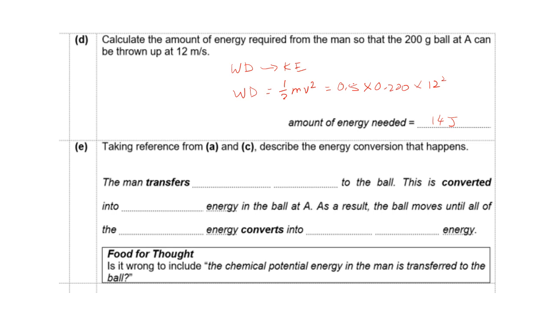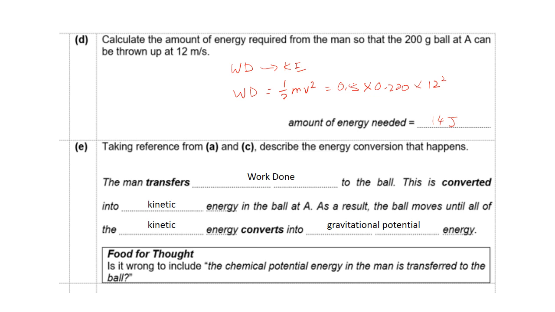Okay, so for question E, all we are doing from here is to understand what happens all the way from A to C. So what we are saying is that the man transfers work done to the ball. I know at this point it sounds grammatically wrong. Not to worry. We just want you to have the idea that work done is an energy transfer, and hence we say the man transfers work done. And this is converted into kinetic energy in the ball at A. And as a result, the ball moves until all of this kinetic energy is converted into gravitational potential energy, which is what we did earlier at A and B itself. Okay, so I hope that is quite clear.